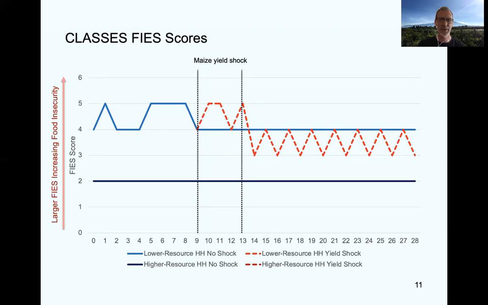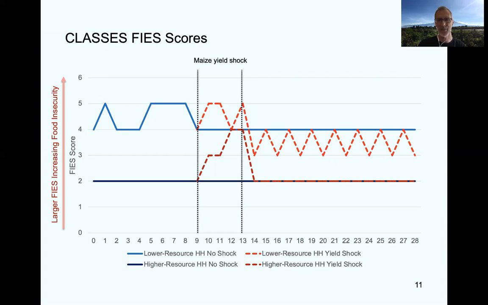For the higher resource household with no shock, there is stability in terms of this particular metric. But when there is a shock, this household is also affected, sees an increase in their experience of food insecurity. And in fact, for a brief moment there, right around quarter 12, they and a household that has lower resources are at equal values of this scale, right? They then, after the shock is over, return back to the levels that they were at previously.